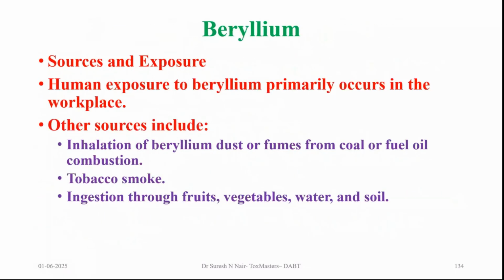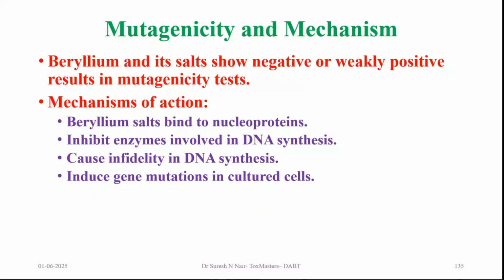And one thing that may not be mentioned along with the metals will be the beryllium. Usually the beryllium exposure occurs to a person at workplace, and other sources like the inhalation of beryllium dust, then tobacco smoke, then ingestion of fruits, vegetables, etc. can lead to the intake of beryllium into the body. And the beryllium acts as a negative or weak positive result in mutagenic tests. It is not a full carcinogen, but it is capable of producing cancer.